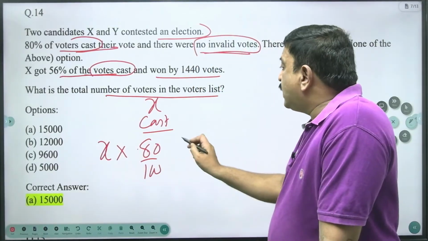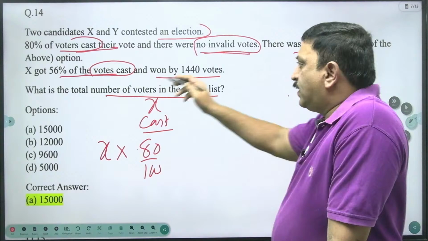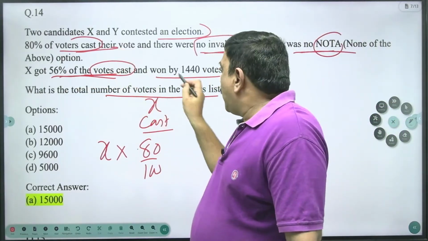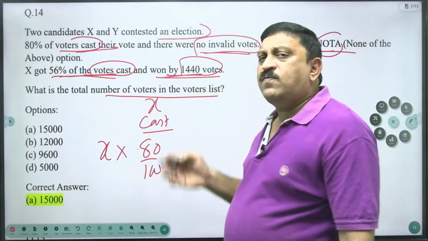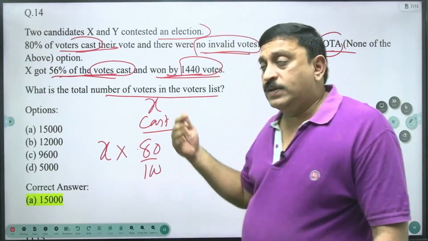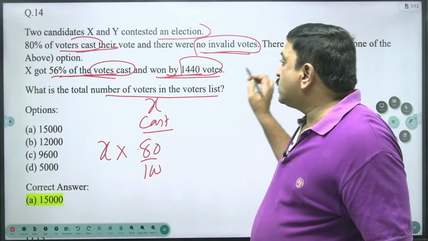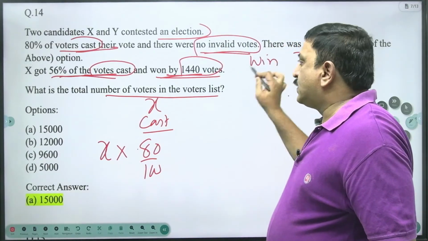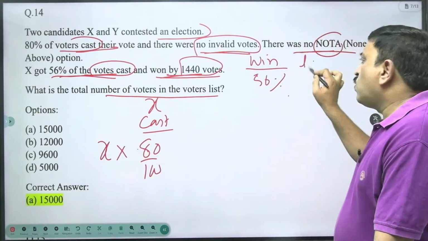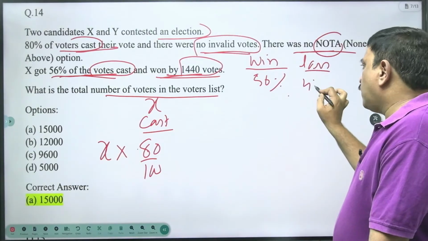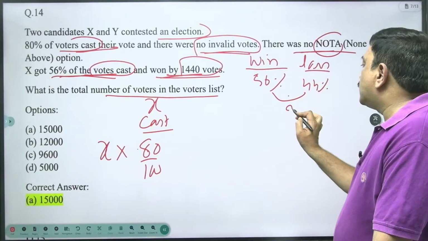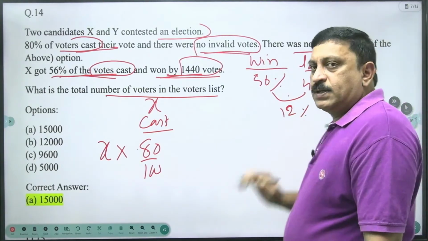Out of this, there are no invalid votes. X got 56% of the cast votes. But 1 by 1440 is nothing but the majority. Recent elections have done this. Majority is what? Well, it is the difference between the winner and the loser. Winner is your X. So he got 56%. Loser, no doubt, he got how much? He should get 44%. Difference is how much percentage? That is 6 plus 6, that is 12%.